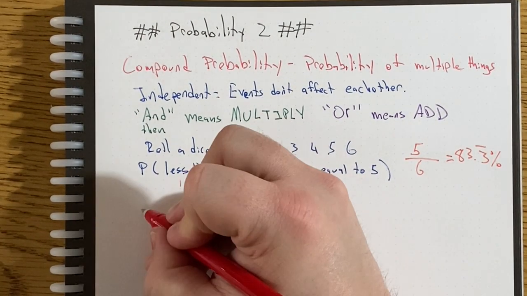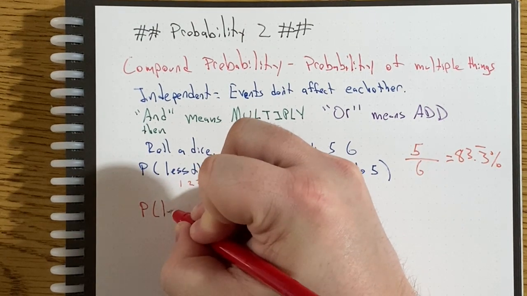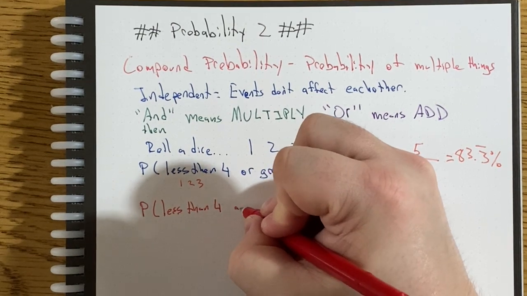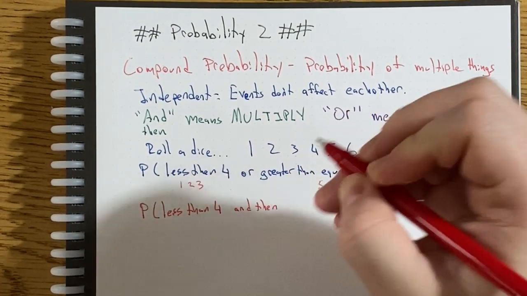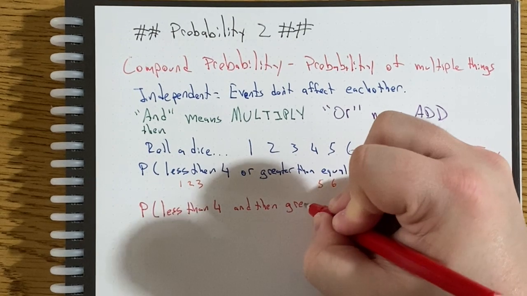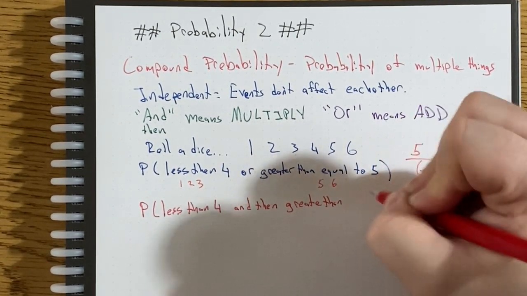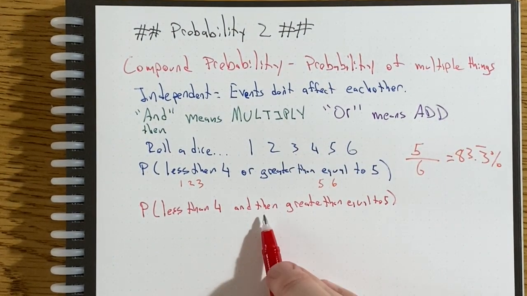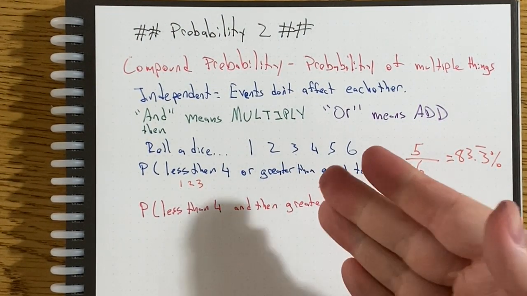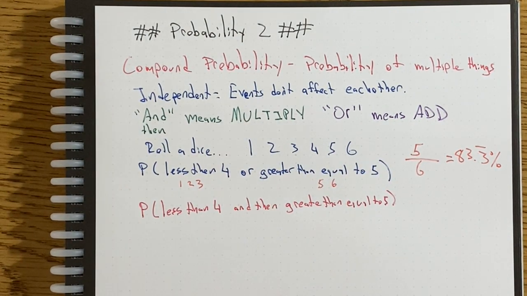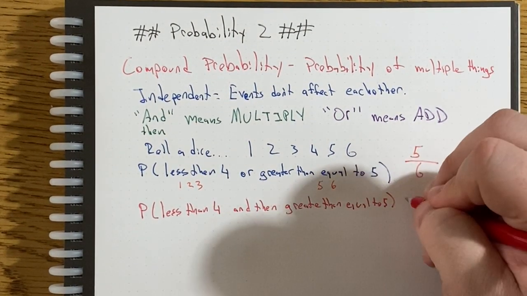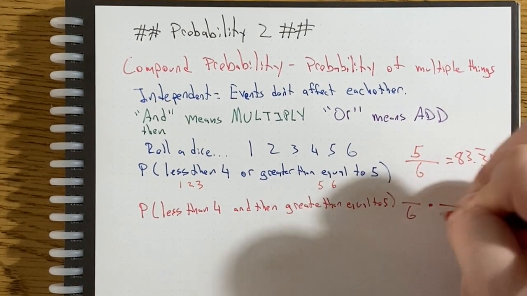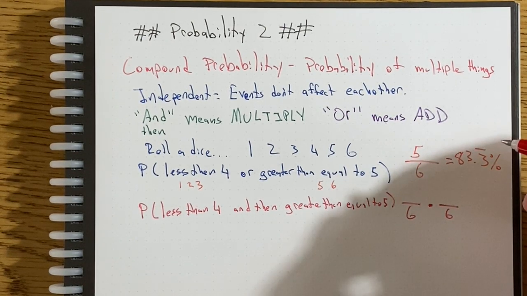If I were to say the probability less than 4 and then greater than equal to 5. So this is an and then. That means you're rolling one dice and then you're rolling another dice. So since it's an and then, you're doing these as two separate things. You got to multiply them. So it's still going to be 6 and 6. Like the dice isn't going to change the amount of sides.